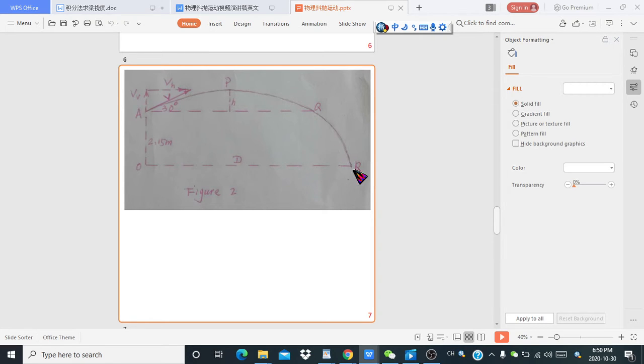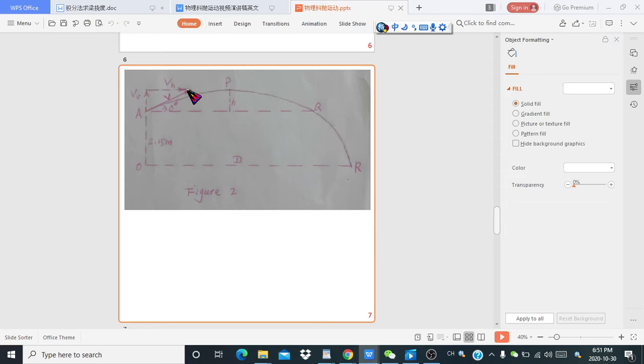R is where the rock hit the ground. D is the distance of points O and R. V is the rock velocity when being let go. VV and VH are its vertical and horizontal components, respectively.